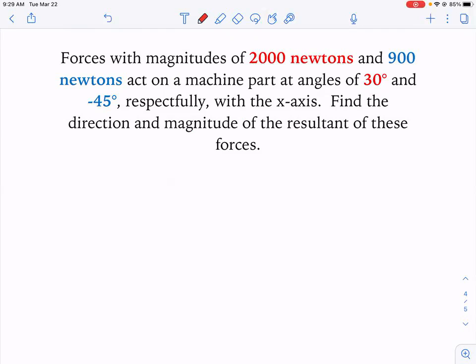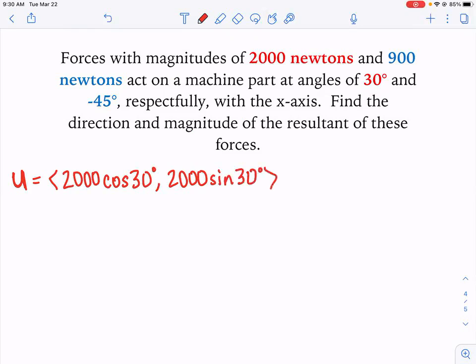Okay, so just like in our previous example, if we are going to add these two vectors together, we need them in their component forms. I'm just going to call this vector u, our red vector. Our red vector has a magnitude of 2000 and an angle of 30 degrees. As we're writing this down, someone mentioned earlier about physics. The magnitude of vectors are sometimes a force, which is what's happening here. If we have a force acting, that is the magnitude of our vector.